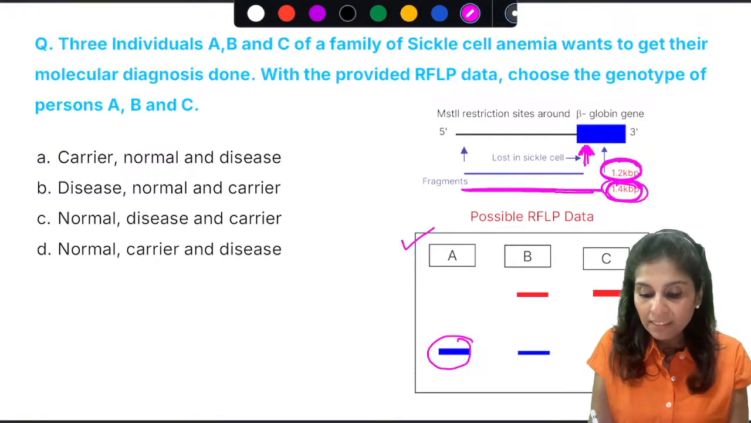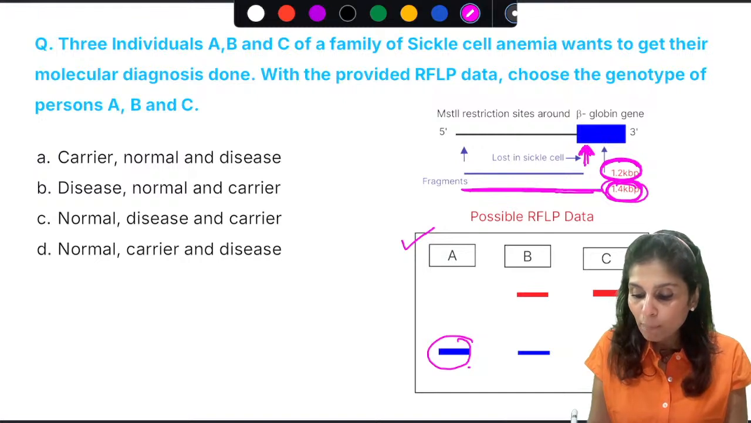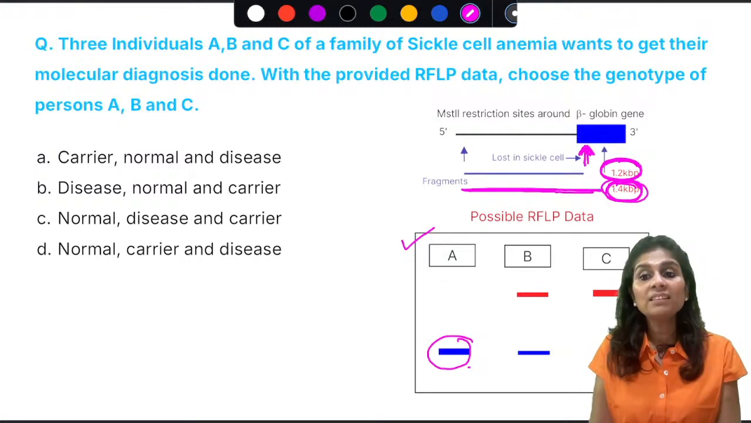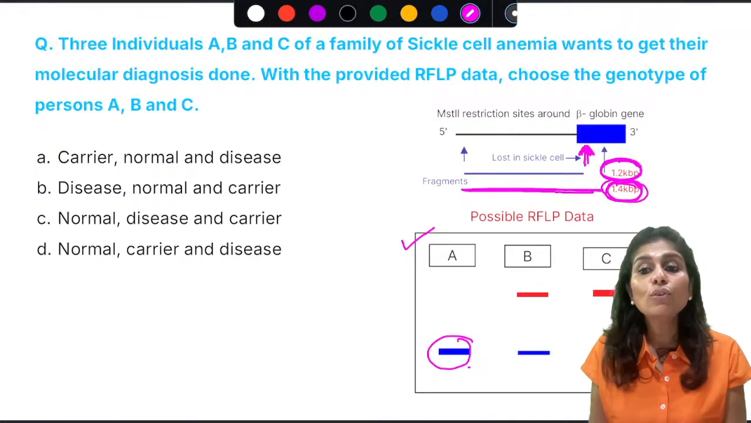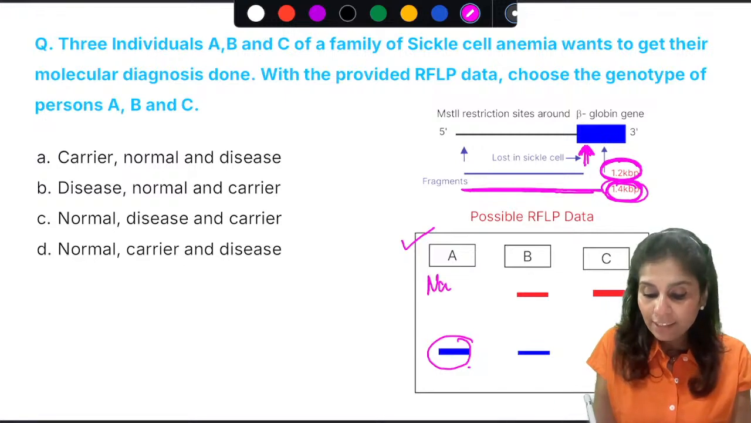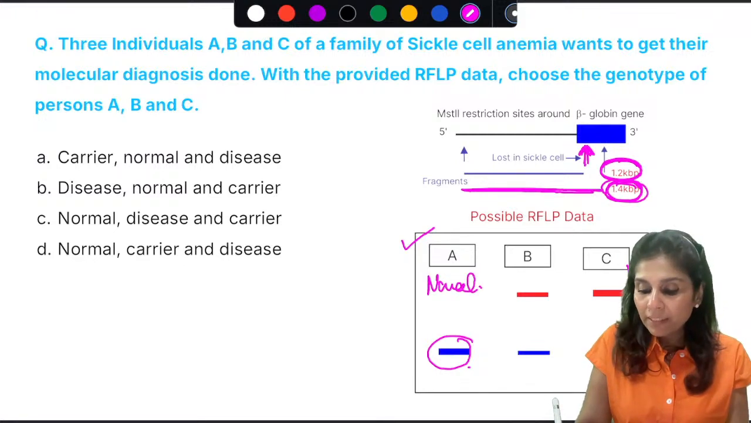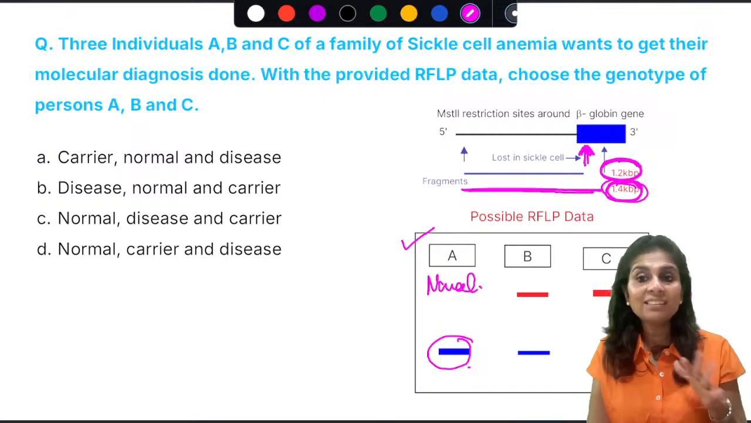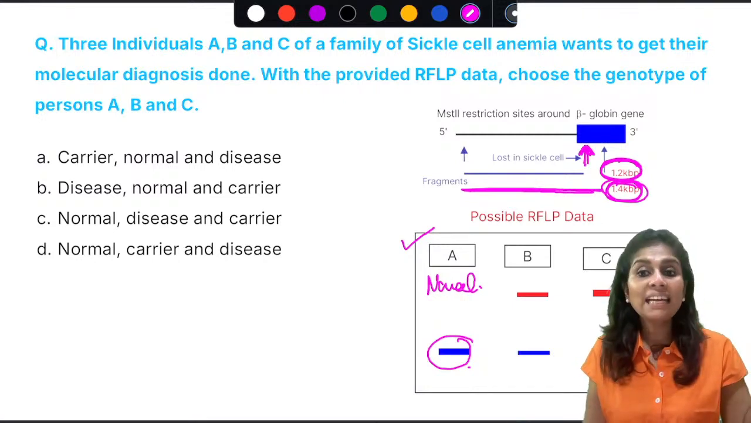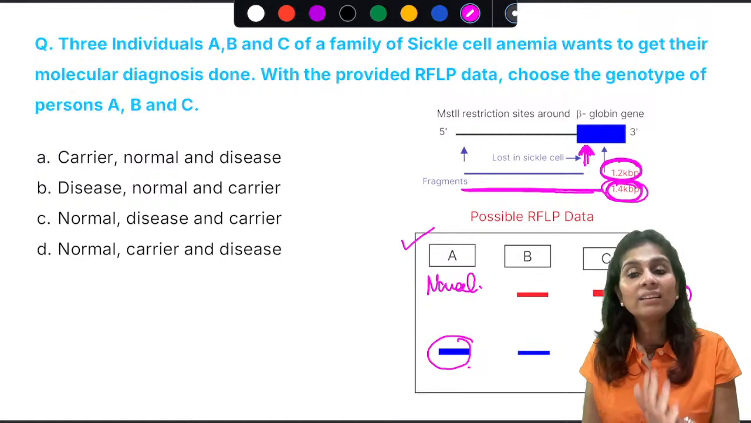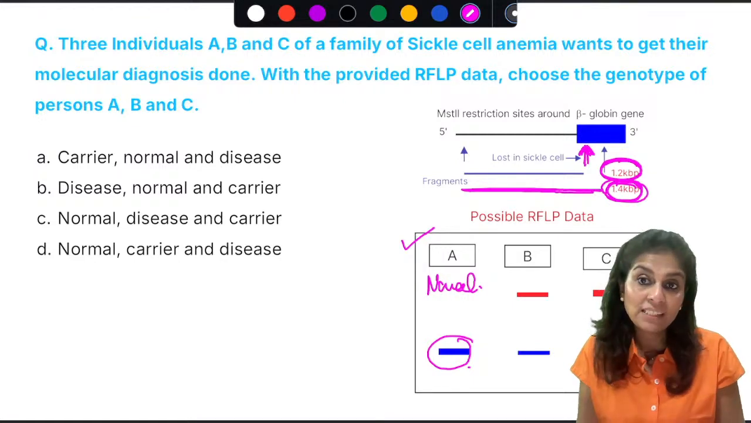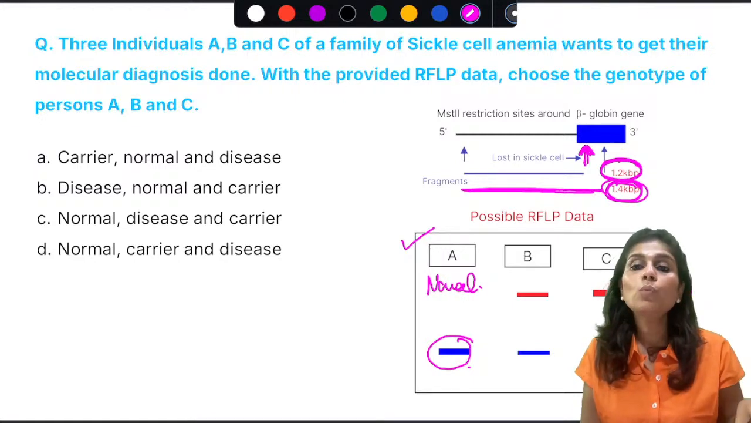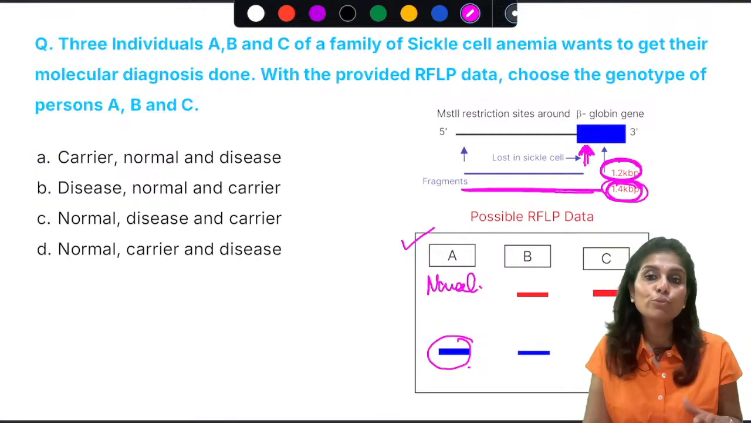Now look at person A. The length is 1.2 kilobase pair, which means it is cut, which means it is normal. Person A is normal. Look at person C. What is the length? 1.4 kilobase pair. I explained this in detail, right? So watch the entire video for you to clearly understand the application of PCR and for you to understand what are the steps that need to be followed for molecular diagnosis of a known mutation site.